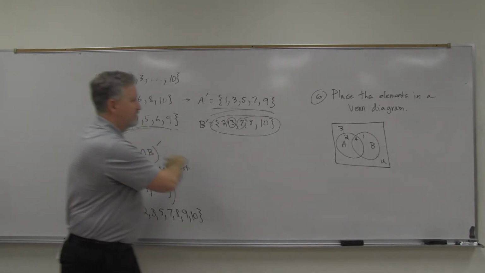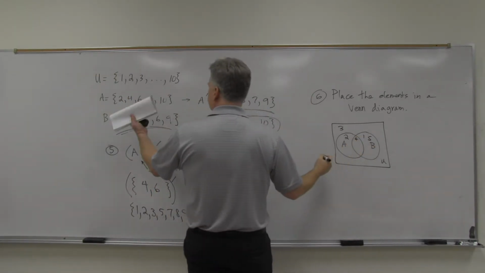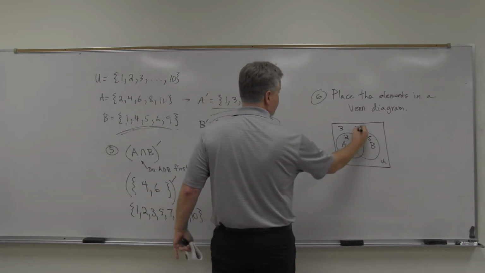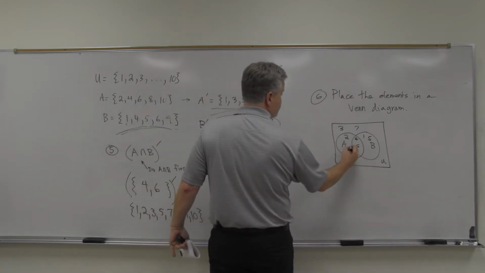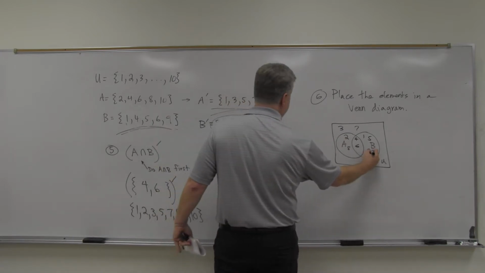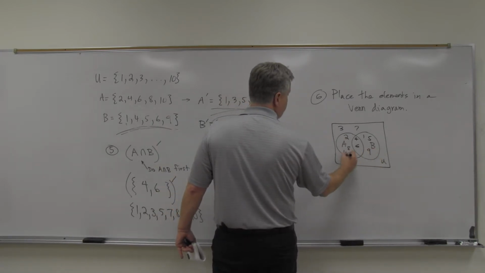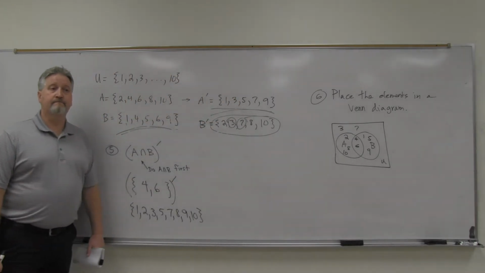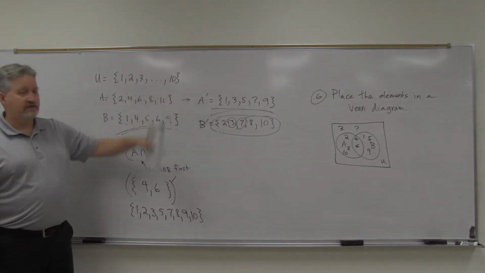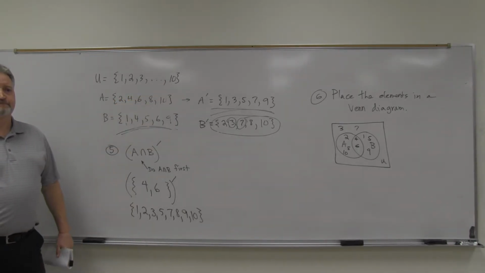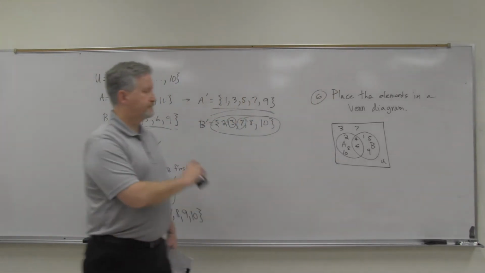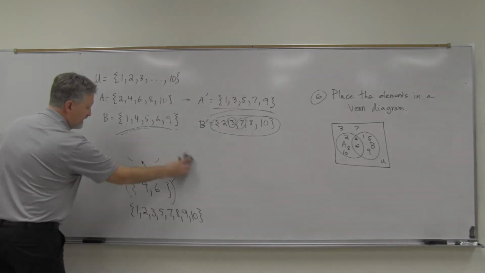All right, 5 is in the B only, so it goes out here. 6 is in both, so it goes in the middle. 7 is not in either one, so it goes on the outside. 8's only in A, so it goes somewhere in A, moon shape there. 9's only in B. 10's only in A. All right? So each element just has one spot, and I stop at 10 because that's our last number in the universal set. Question? All right. So I'll have a couple of those for you to do.